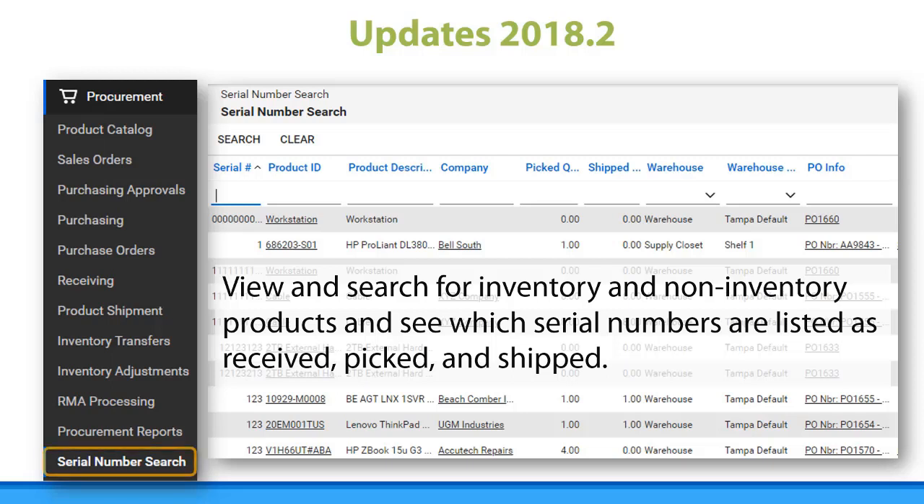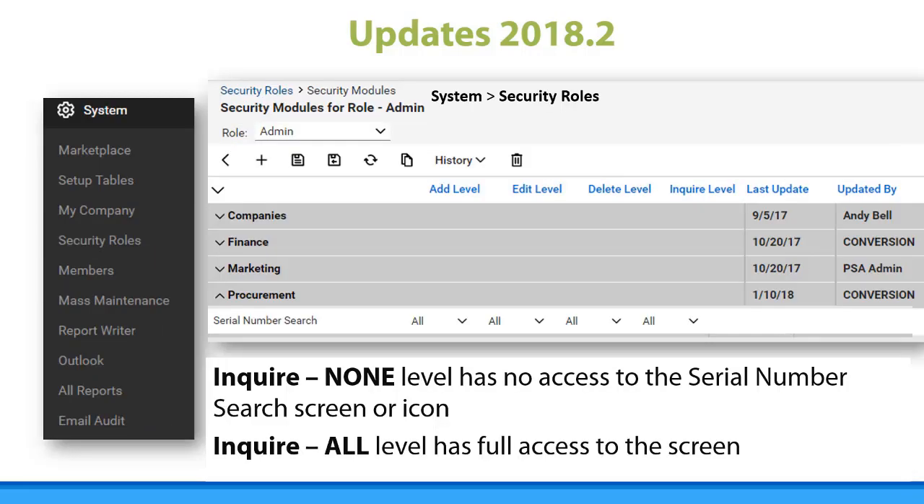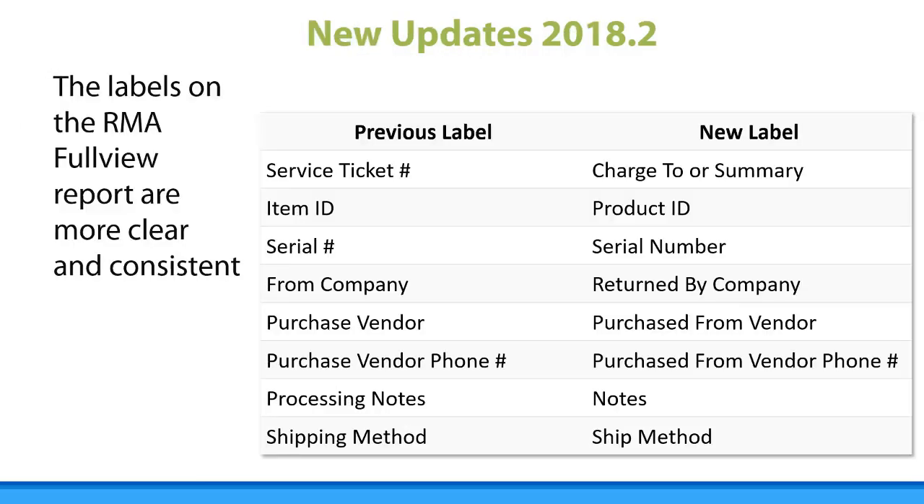View and search for inventory and non-inventory products and see which serial numbers are listed as received, picked, and shipped. New security role for the serial number search screen provides an Inquire None with no access to the serial number search screen or icon, and an Inquire All level with full access to the screen. The labels on the RMA Full View report are more clear and consistent.